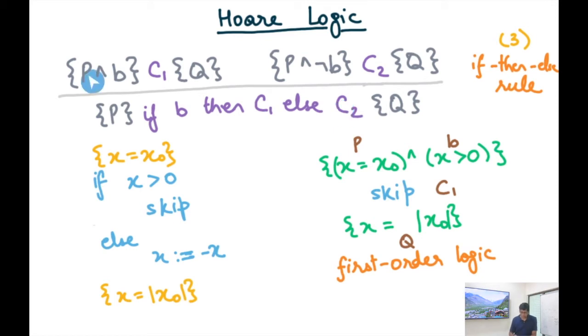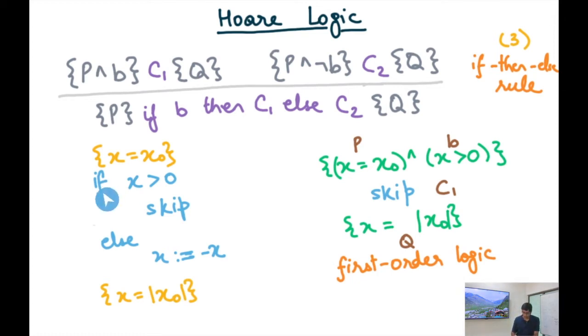So I'm basically saying that if P and B, C1, Q holds, and P and not B, C2, Q holds, then P, if B then C1 else C2, Q holds. Once again, let's look at an example to understand this in more detail.